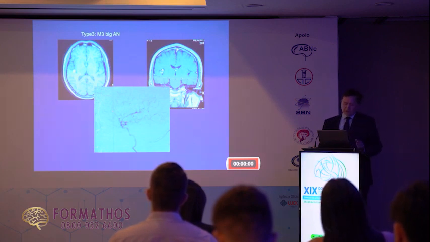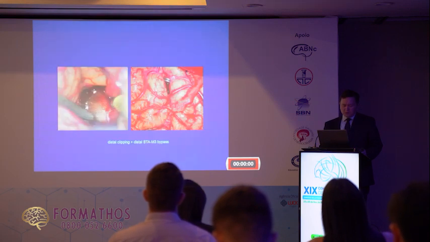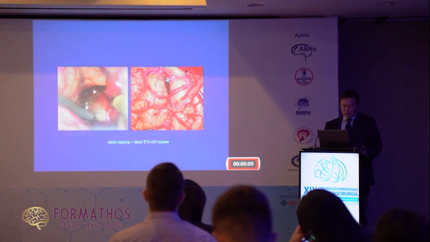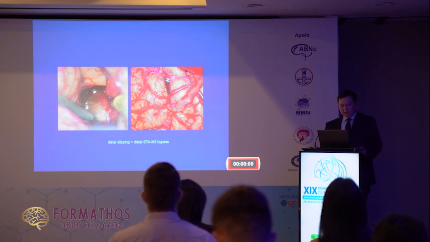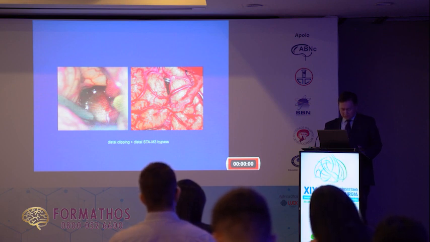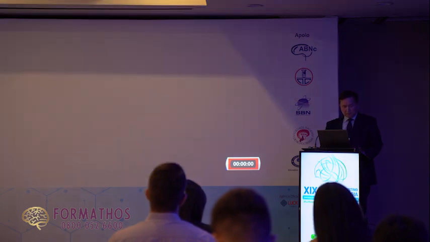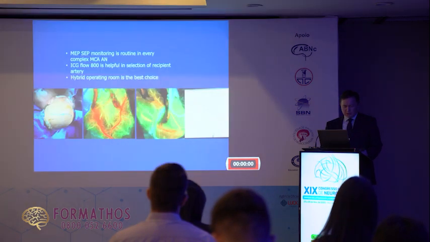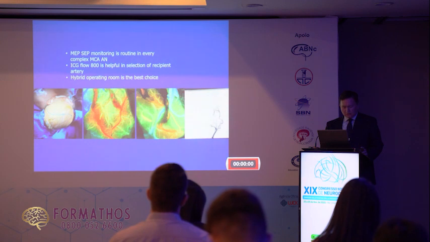Type 3, the distal part of MCA. This is the M3 big aneurysm. Also, this is the unruptured one, partially thrombosed. The aneurysm wall was so thick, so we can do the distal bypass combined with distal clipping of the aneurysm. So in this kind of treatment, MEP and the SEP monitoring is necessary. And if you have the hybrid room, that's the best choice.